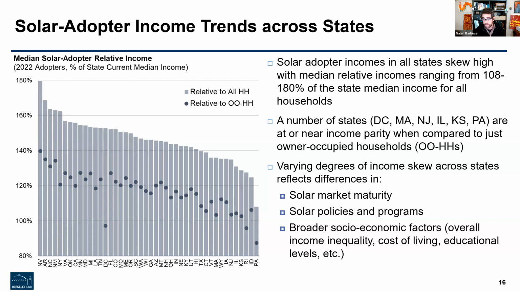You can imagine if there's a lot of income disparity within a particular state, a large gap between the wealthiest and least wealthy households, that large gap is going to translate over into the solar adopter trends as well. In contrast, if there's less overall variation in income levels within a given state, we're going to tend to see less of a skew among solar adopters. And that can, of course, be a really significant factor that varies a lot from state to state.